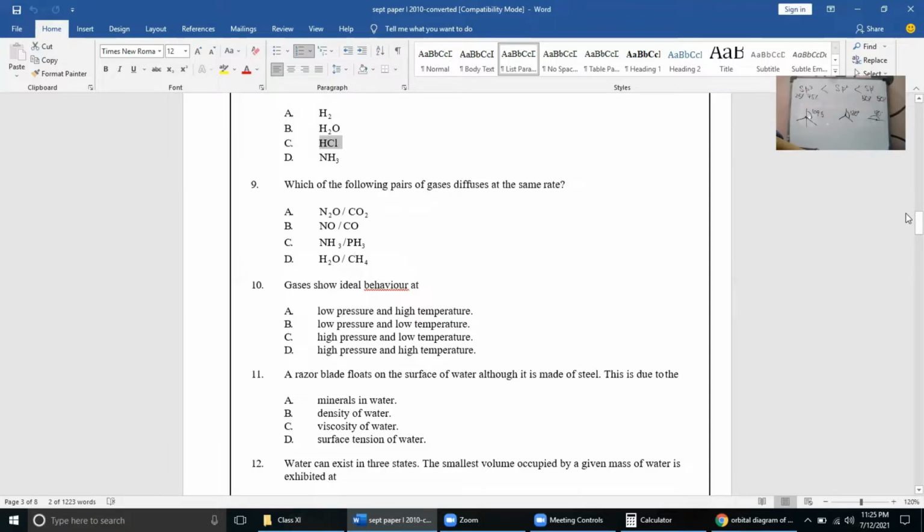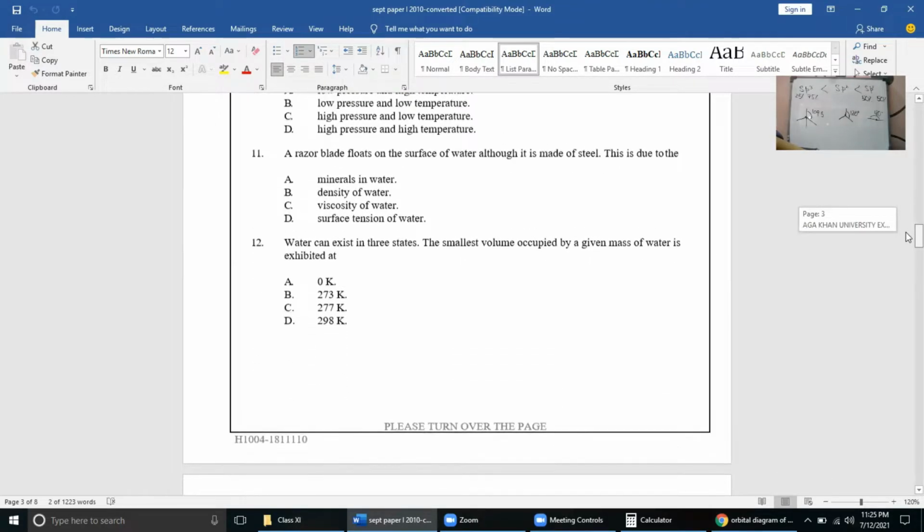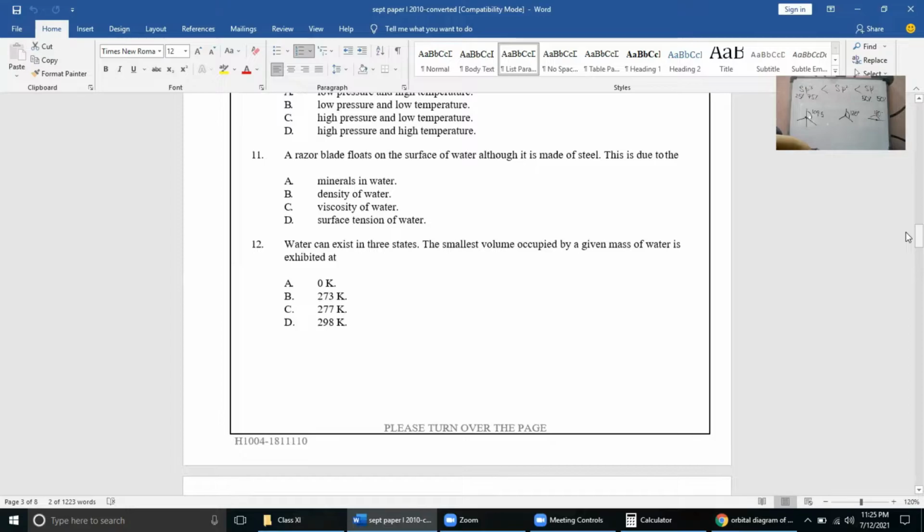Let's move towards MCQ number 11. A razor blade floats on the surface of water although it is made of steel. The answer is surface tension of water, because due to surface tension, strong hydrogen bonding is present on the surface of water. Those hydrogen bonds will not let the razor go down to the bottom of the water. So this is because of surface tension.